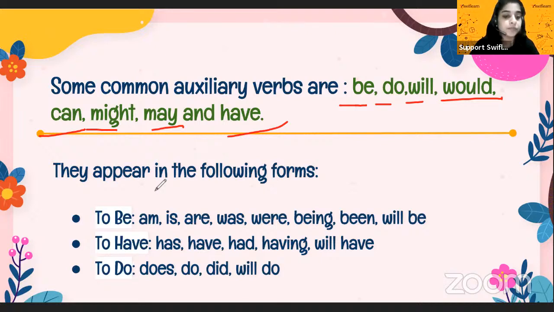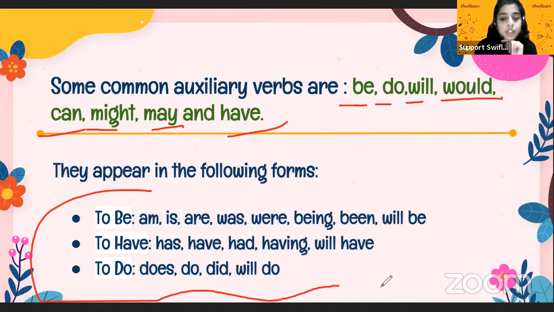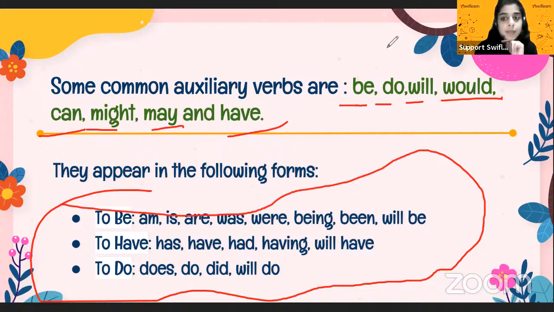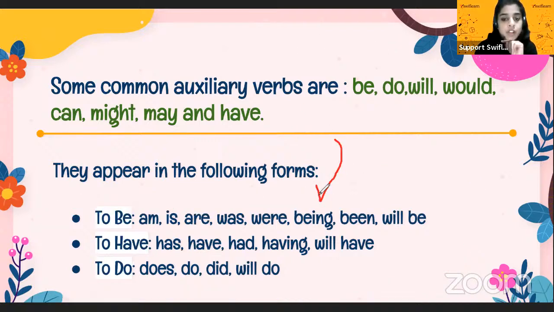Now next one. I am playing in the garden. I am playing. Playing is the main verb. Am is the helping verb. Joining both to give the complete meaning of the sentence. Understanding? Is this clear? Main verb and helping verb. You can write these examples in your notebooks. These are going to help you. Main verbs and helping verbs. These are the examples of auxiliary or helping verbs.